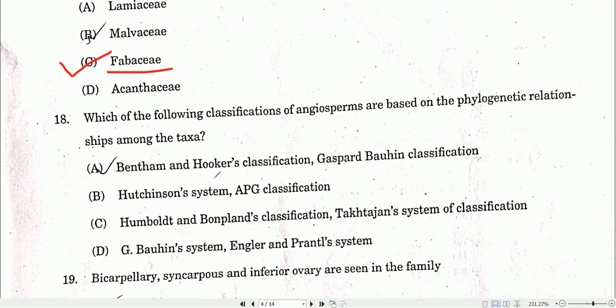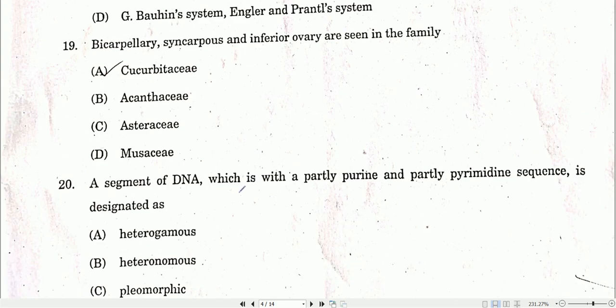Coming to question number 18, which of the following classifications of angiosperms are based on phylogenetic relationship among the taxa? Okay, so here, it's Hutchinson system and APG classification. So option B will be the correct one. Coming to question number 19, bicarpellary syncarpous inferior ovary are seen in the family Asteraceae. So option C will be the correct one. Just remember bicarpellary, syncarpous and inferior ovary. That is the typical feature of family Asteraceae.